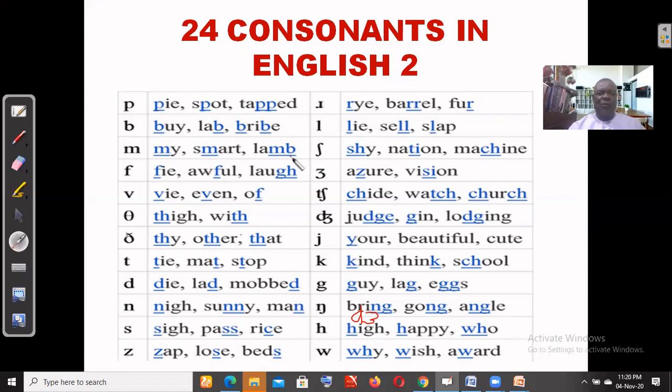Now you can notice that where you have MB, B is silent and M is pronounced. The sound F is represented by the letter F in fear and in awful. That is represented by the letter GH in laugh. The sound V is represented by V in vie and in even, but is represented by the letter F in of. Of course, most people pronounce this as off, but that's actually not correct.